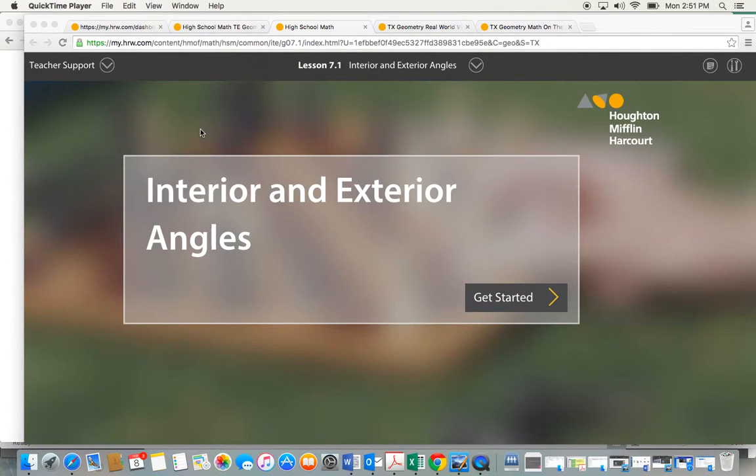This lesson covers a lot of material and it can be very challenging to cover it in the given amount of time that you have. So the HMH lesson bundles together the interior angles of triangles and the interior angles of polygons, as well as exterior angles of triangles and exterior angles of polygons.